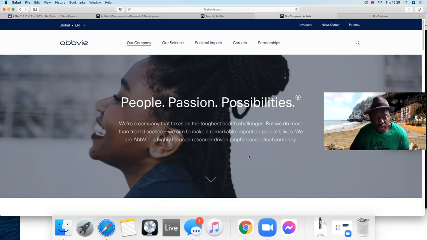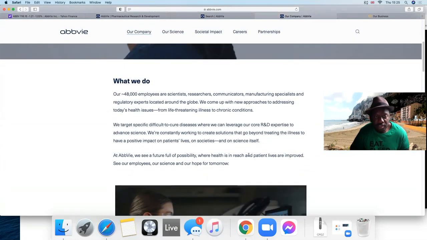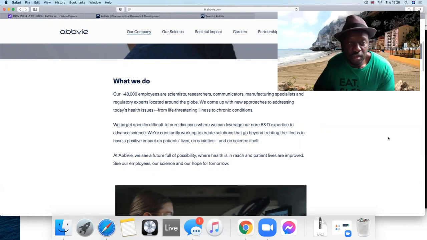They are a highly focused, research-driven biopharmaceutical company. Our 48,000 employees are scientists, researchers, communicators, manufacturing specialists, and regulatory experts located around the globe. We come up with new approaches to addressing today's health issues, from life-threatening illnesses to chronic conditions. We target specific difficult-to-cure diseases where we can leverage our core R&D expertise to advance science. We're constantly working to create solutions that go beyond treating the illness to have a positive impact on patients' lives, on societies, and on science itself.